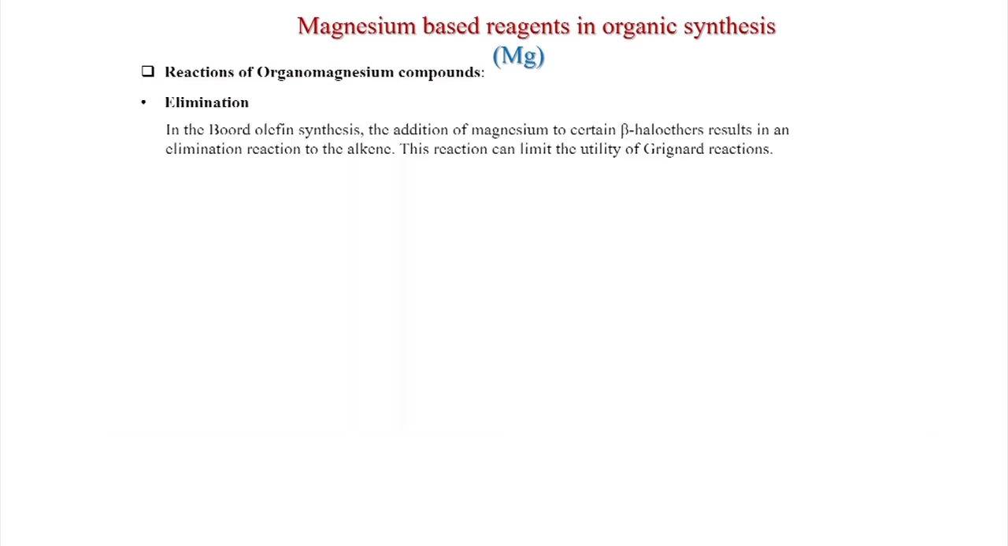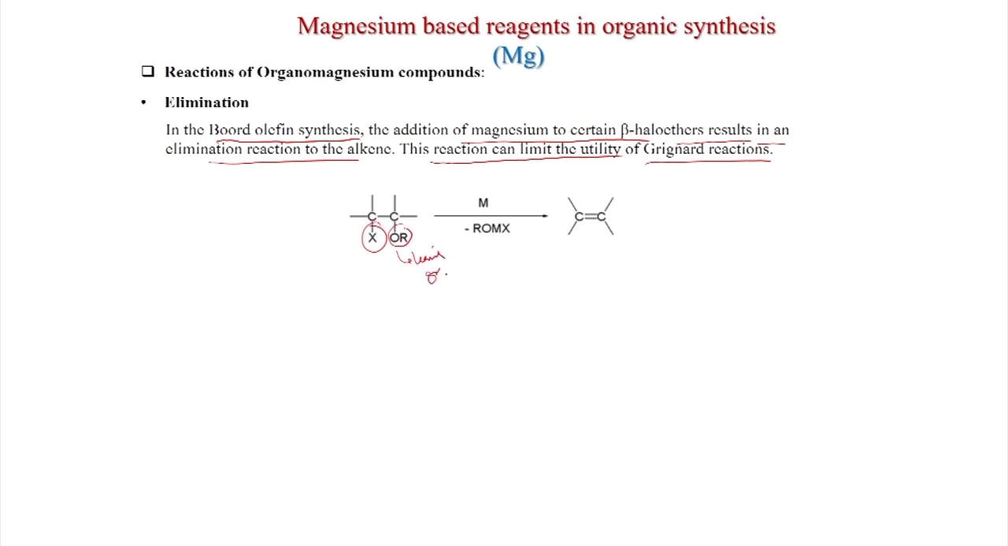Elimination reactions are also possible with Grignard. With the Boord olefin synthesis, the addition of magnesium to certain beta-haloethers results in an elimination reaction to the alkene. This reaction can limit the utility of Grignard reactions. So, suppose this is the leaving group. So, this is the leaving group, and when the Grignard will form. So, first Grignard will form here with metal, that is the Grignard magnesium here, and now this elimination will happen and you get the olefin.